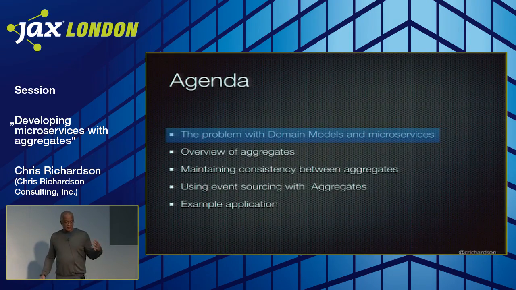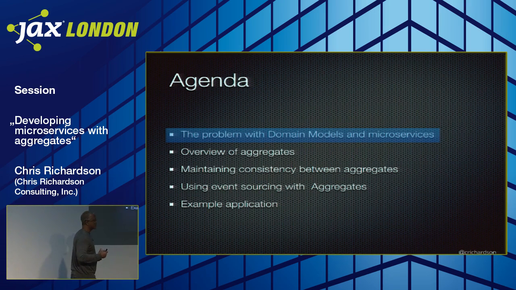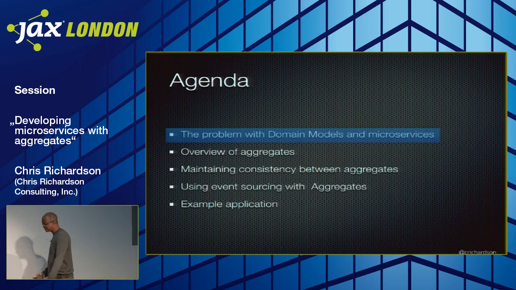So here's the agenda. First, I'm going to talk about the problem with implementing business logic in a microservice architecture. Then I'm going to talk about the concept of aggregates as described in domain-driven design. And then I'm going to talk about how to use events to maintain consistency between aggregates and between services in a microservice architecture. I'm going to finish up by talking briefly about an example application, and you'll be able to go to GitHub and see the code for that.